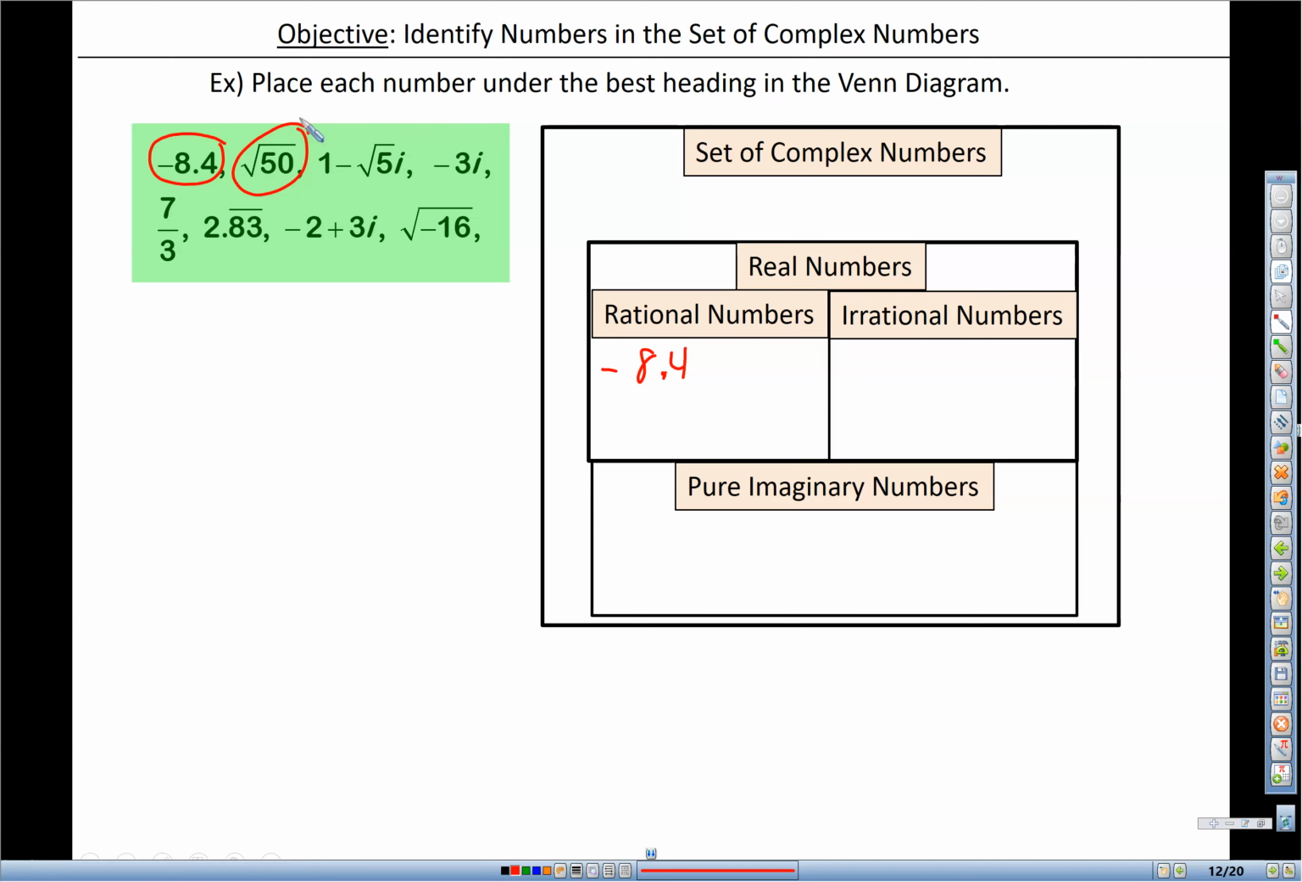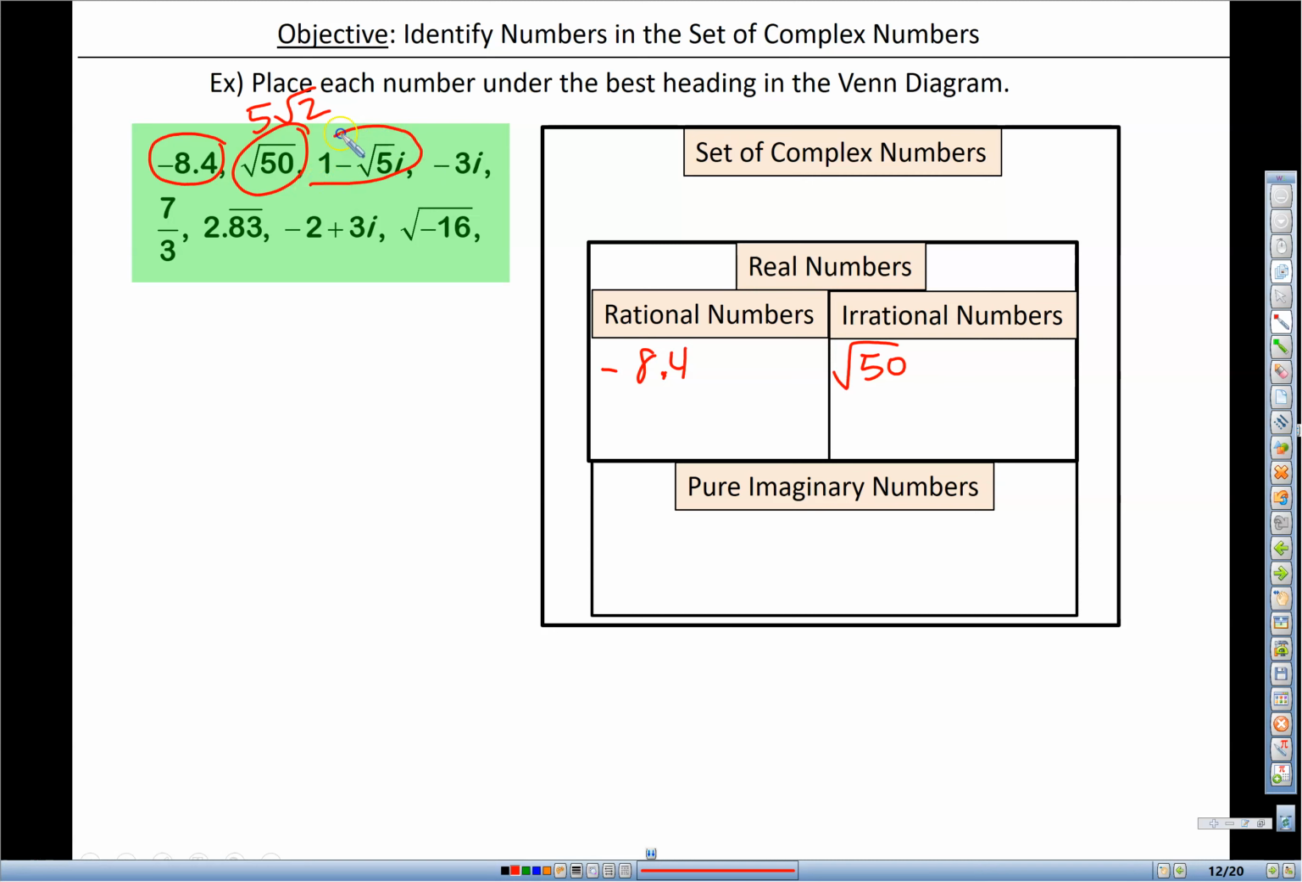So the square root of 50 is, since 50 is positive, this is not a pure imaginary number. And since 50 is not a perfect square, this would actually make it an irrational number. It would simplify to 5 root 2, because 50 is 25 times 2, and the square root of 25 is 5.